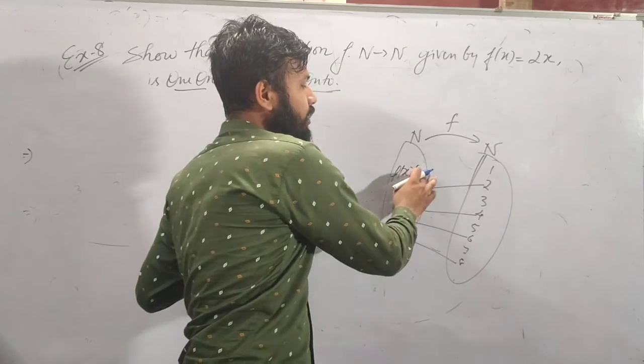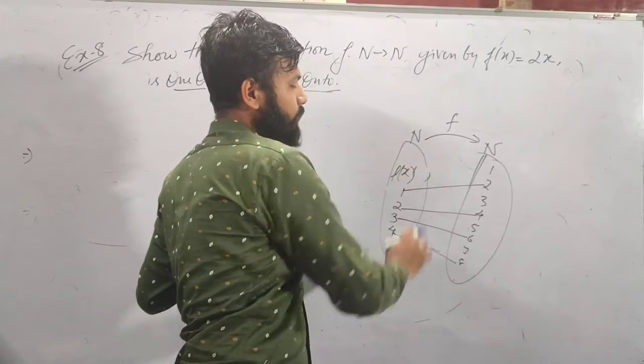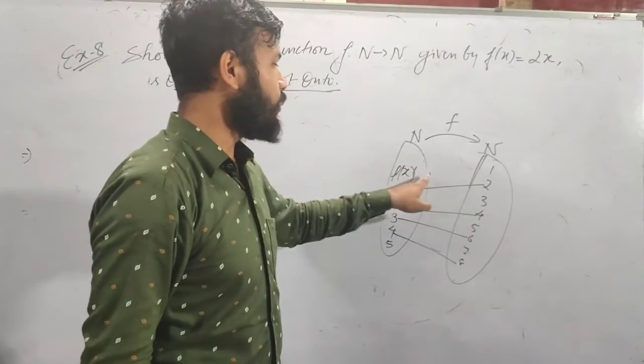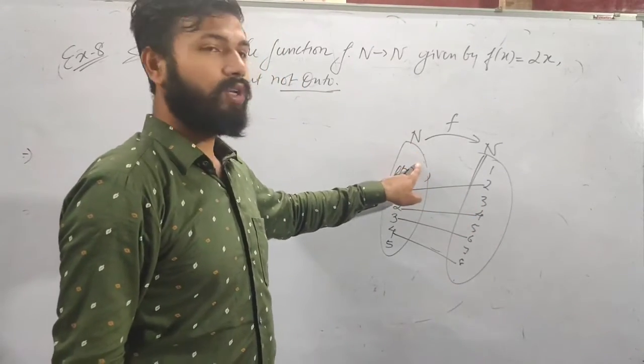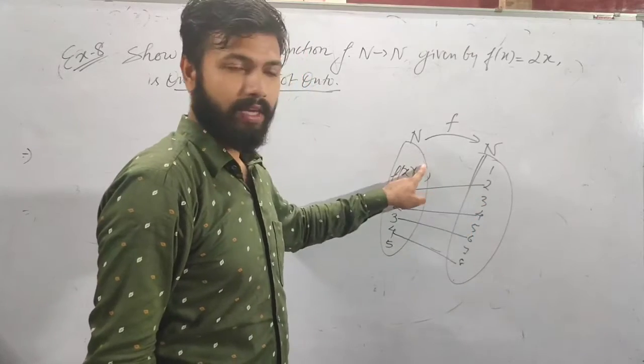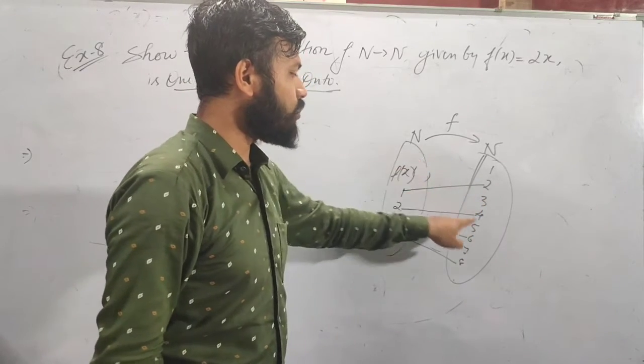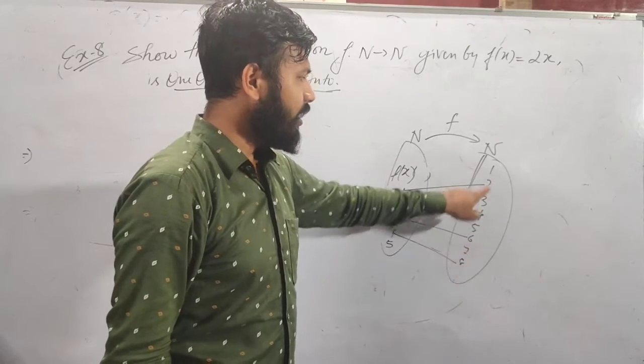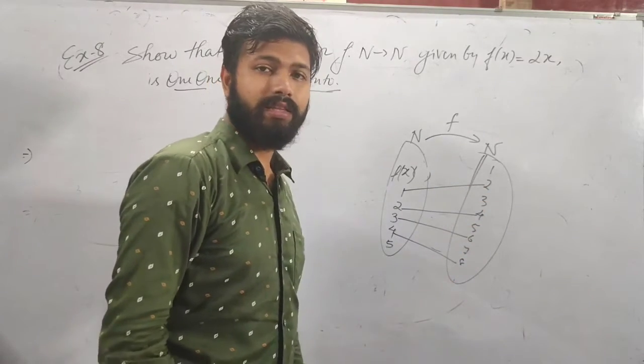Natural numbers only start from 1 to infinity. So 1.5 is not included in natural numbers. To be the image of 3, we need 1.5, and 1.5 is not a natural number. So we can see there is no image for 3. There is no pre-image for 3. There is no pre-image for 5. So these are the left out elements. So we can say this is not onto.